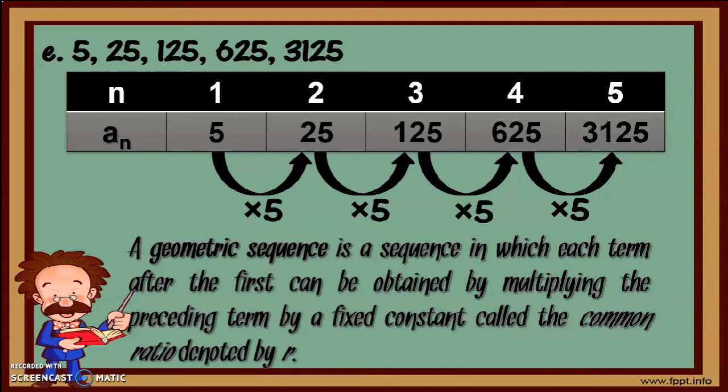And a geometric sequence is a sequence in which each term after the first can be obtained by multiplying the preceding term by a fixed constant called common ratio, denoted by r. So, here the common ratio is 5.